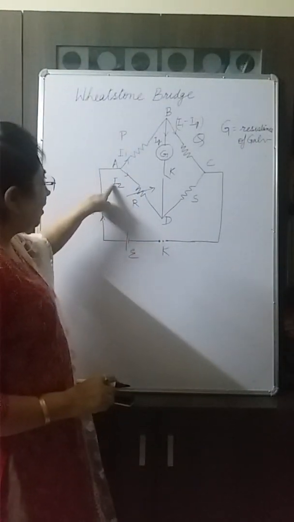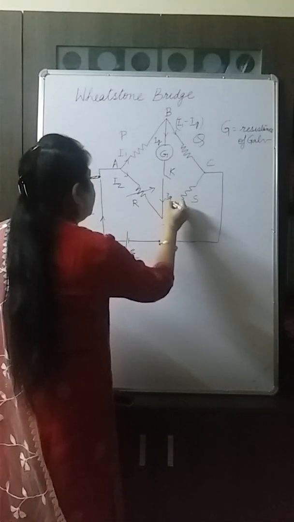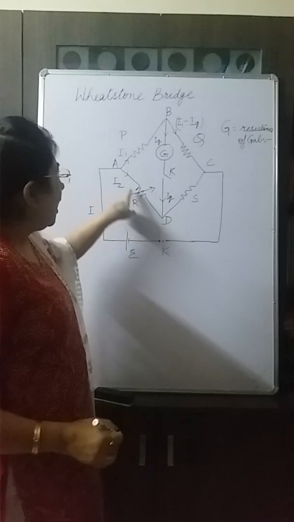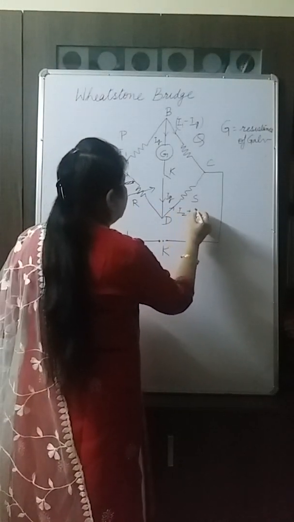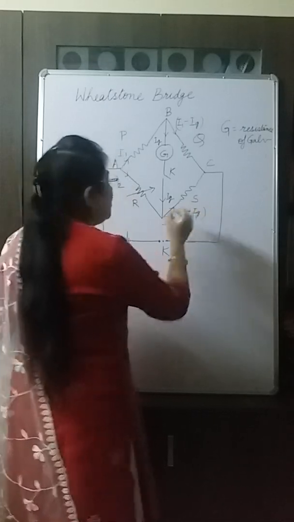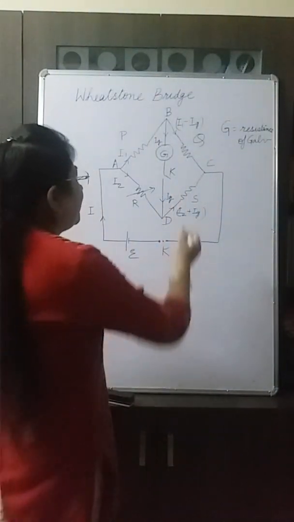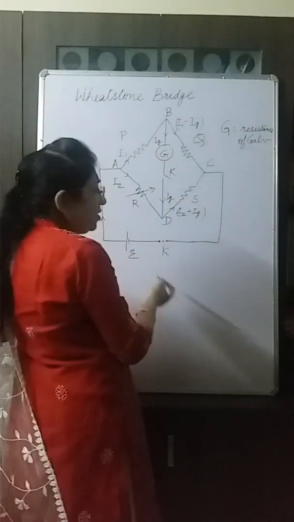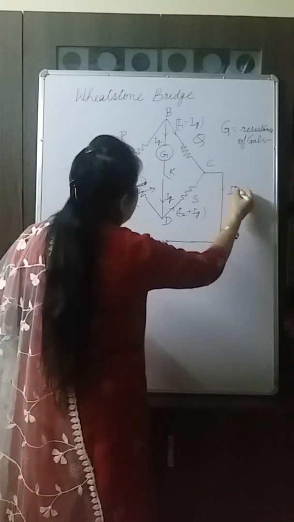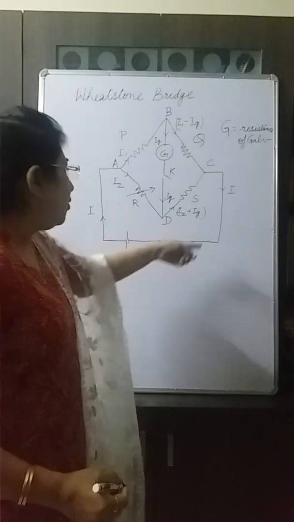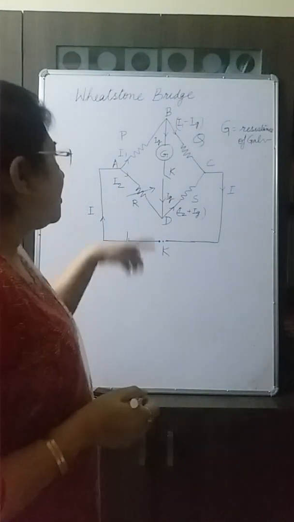Similarly here, when I2 reaches D, it is joined by IG. Here I2 and IG will join and add up as I2 plus IG and flow in the resistor S. At C, I1 minus IG and I2 plus IG will join and the total current will become I again and flow in the circuit. The circuit will be completed. We want to find the resistance S.